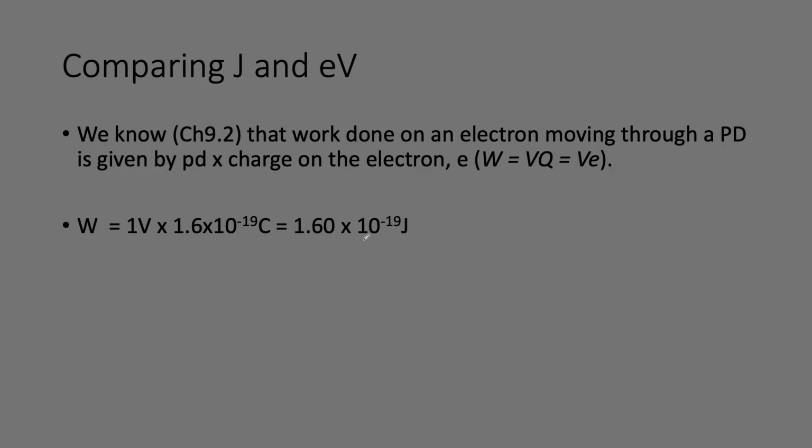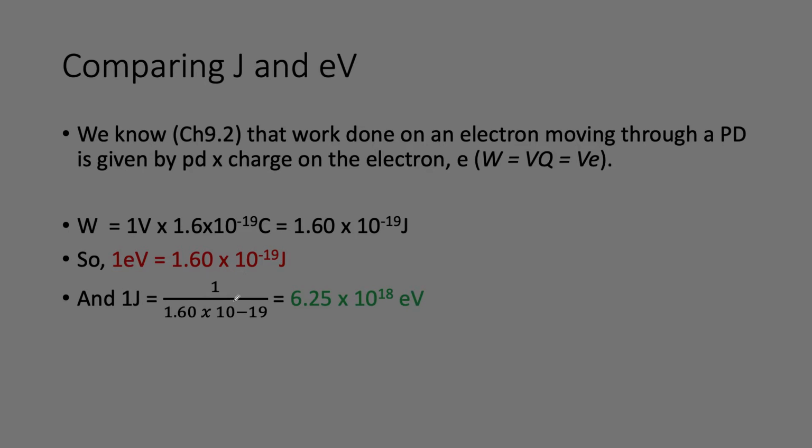So 1 electron volt is equivalent to 1.6 times 10 to the minus 19 joules, if I can get my words out. And obviously we need to go back the other way too, so we want to convert joules into eV. So we multiply by 1 over 1.6 times 10 to the minus 19, which means that 1 joule is 6.25 times 10 to the 18 eV. So a lot of electron volts are needed for 1 joule.